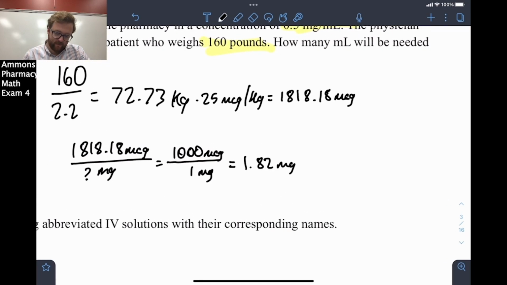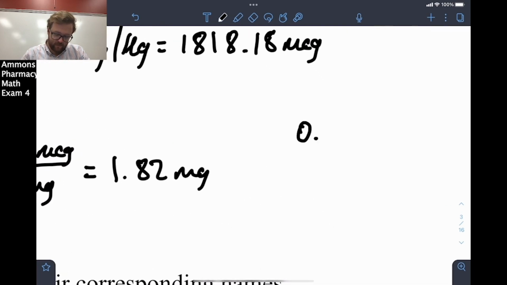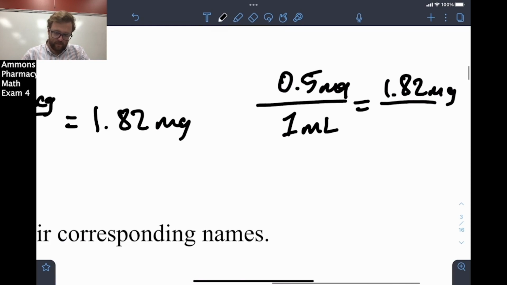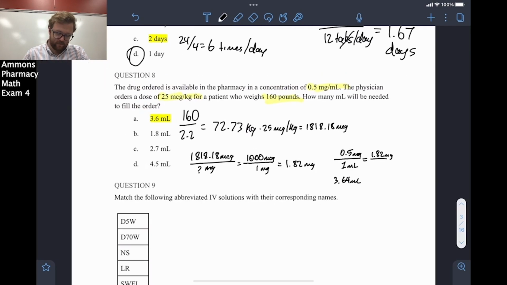It's 0.5 per mil. So we need 1.82 divided by 0.5. So we need 3.64 mils. Perfect.